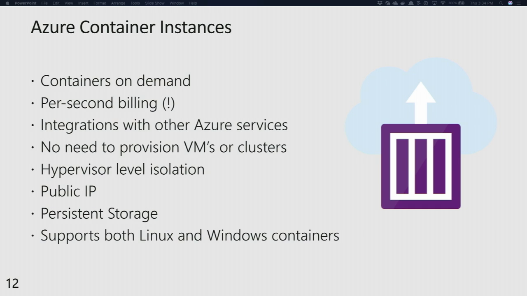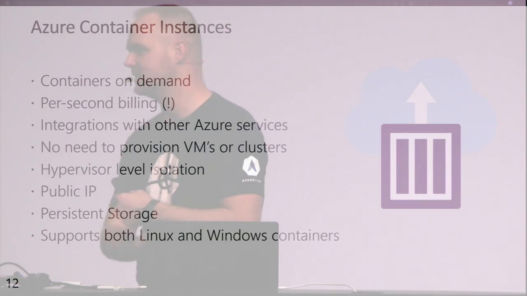And you don't have to worry about clusters or provisioning virtual machines and setting up a container runtime like Docker and things like that on it. You get hypervisor level isolation. They can be hit using a public IP address, and it supports both Linux and Windows containers. These are great for very short-lived processes, mainly just because of the pricing model of them. But it's amazing for batch work, maybe doing machine learning model building, things like that.